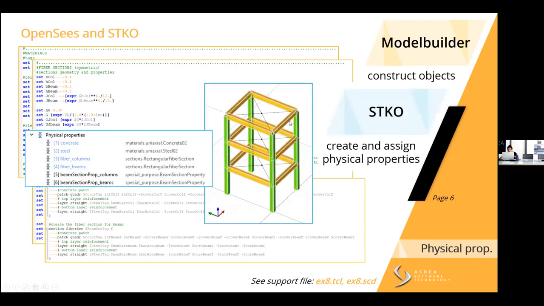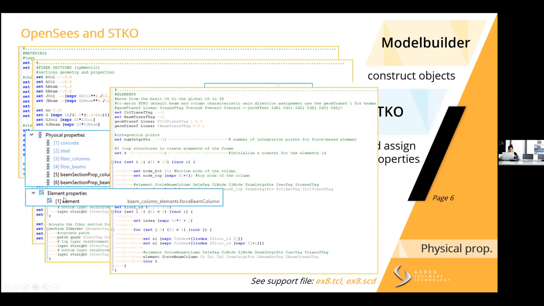Instead, in STKO, what you do is define and assign the physical properties through the work tree, or anyway through the interface. And we have to add a little bit of a piece because all physical properties are constitutive aspects of your model. So there are also integration schemes, which in OpenSees are actually found inside the elements. So to make a complete comparison between this script and my STKO model, I will have to add the element properties. And we're going to talk about this next week anyway.